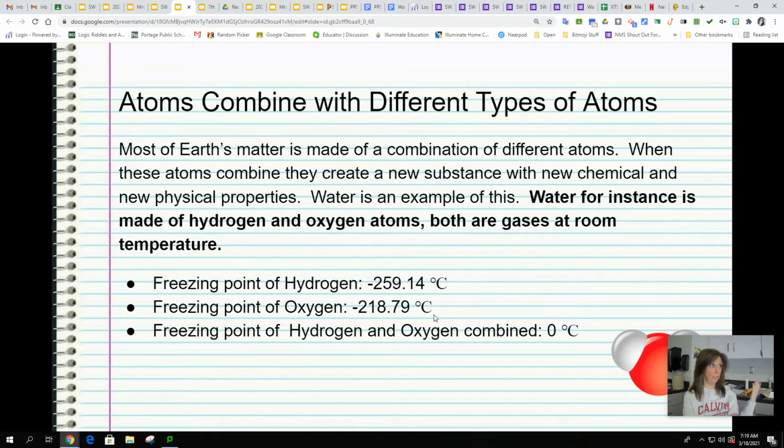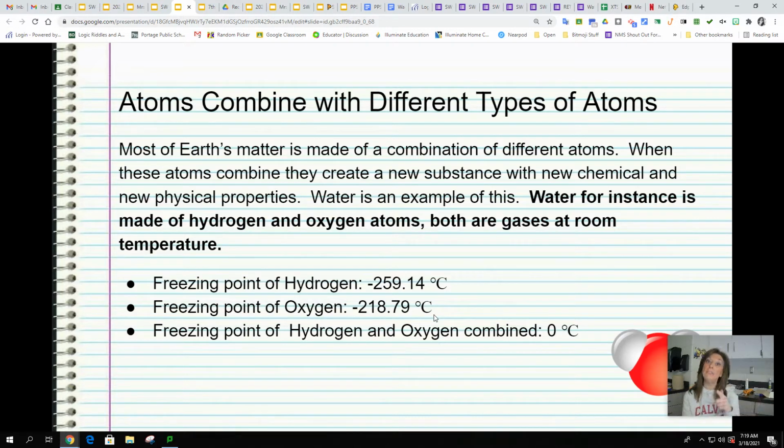So room temperature, 21 to 23 degrees Celsius, which is about 72 degrees Fahrenheit. Pretty comfortable room. And all around you, you have oxygen atoms that you breathe in. Okay, hydrogen atoms are a gas as well, and they are at room temperature, both gases.